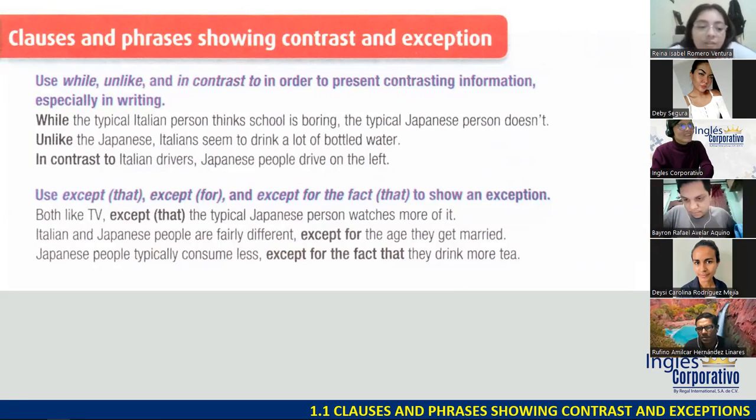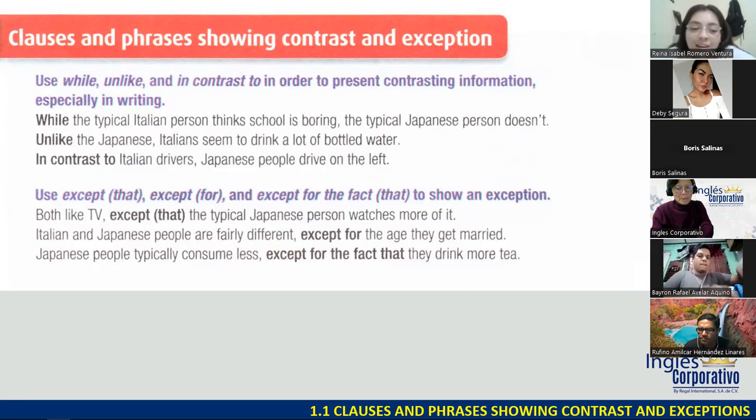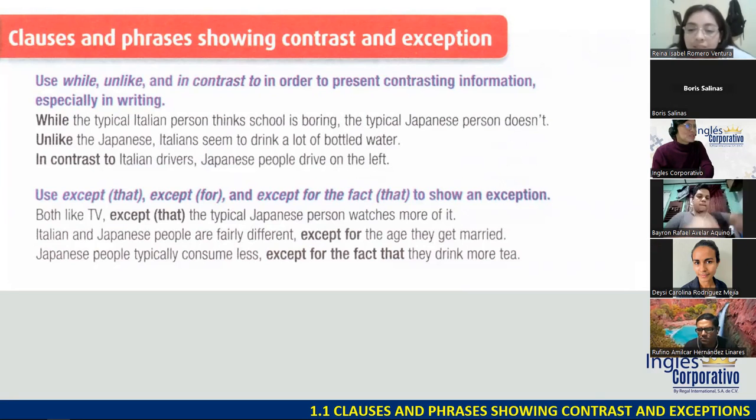When we have a subject and a verb, and also we can have a complement, it's a complete clause. Exactly. And we have two types of clauses, which are independent and dependent. Correct. Very good. Thank you so much, Reina Isabel.